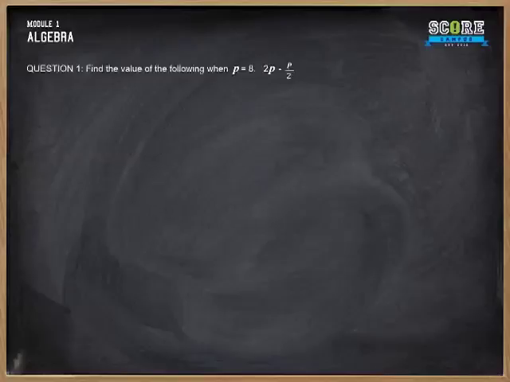Question 1. Find the value of the following when p equals 8. So what are we finding the value for? Let's write down the expression. It's 2p minus p over 2. This is the expression given to us, and they are asking us to solve this when p equals 8. So we substitute each p with the value of 8. Once we substitute, we can carry on with the solution.